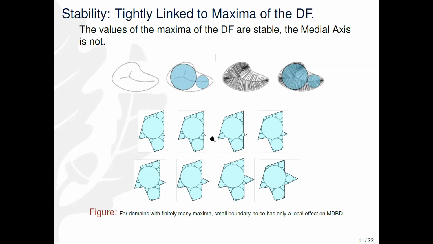Now let's talk about the stability. As we know, the medial axis is unstable against little boundary perturbation. Like in this case, a little perturbation on the boundary will cause many unwanted branches on the medial axis. However, the value of the maximum ball or distance function is relatively stable against boundary noises. So MDBD's value could be more stable against boundary noises than the medial axis is.